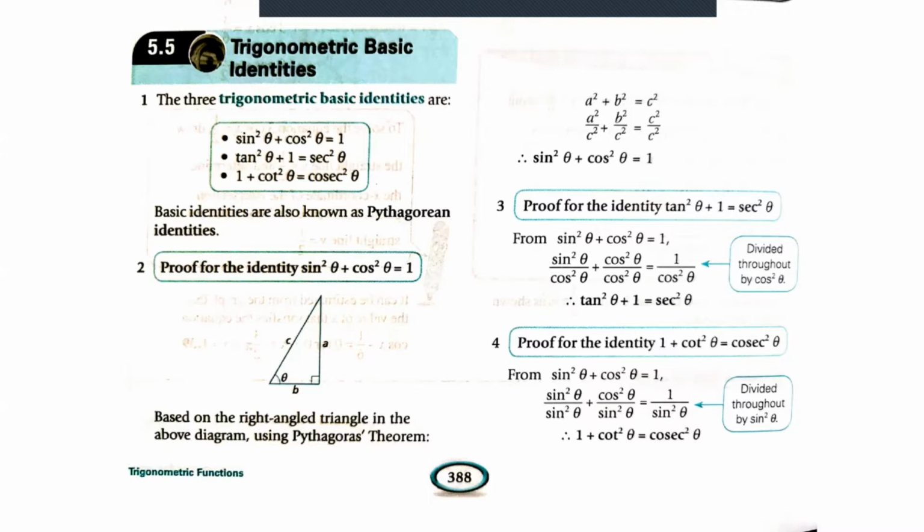So these three identities have already been proved here. I will not go one by one with you. We only memorize these. How do we apply this to questions? Let's look at this video later.